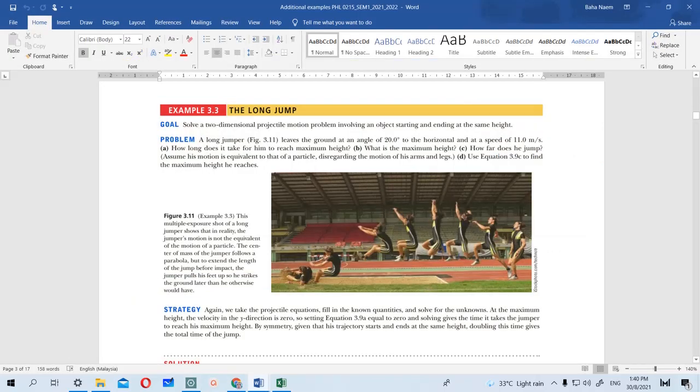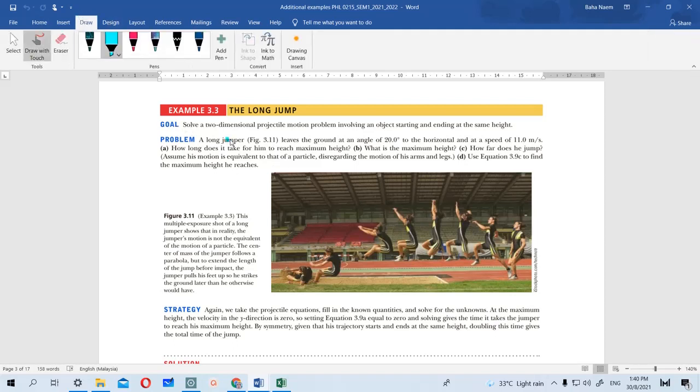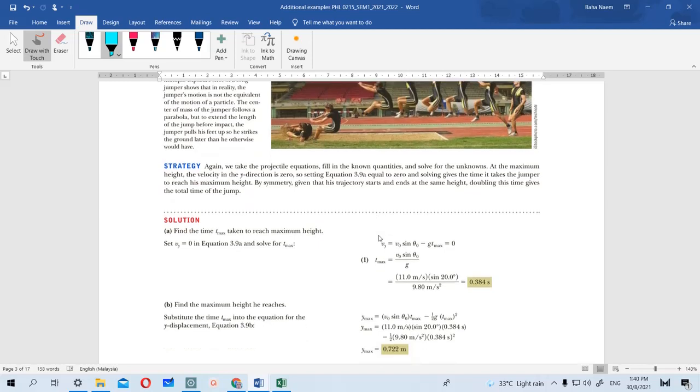Now let us have a look at example 3.3. This is an example that shows a technique where we are going to get that expression from scratch. The case is a long jumper who leaves the ground at 20 degrees and the same speed, 11, asking the same thing: how long does it take for him to reach the maximum height? So let's see how it was done.